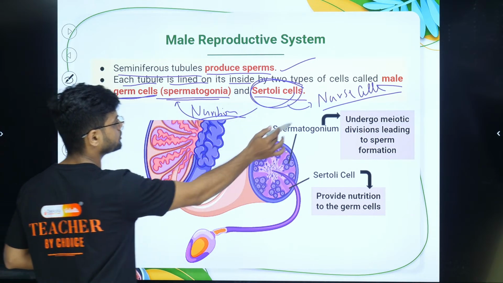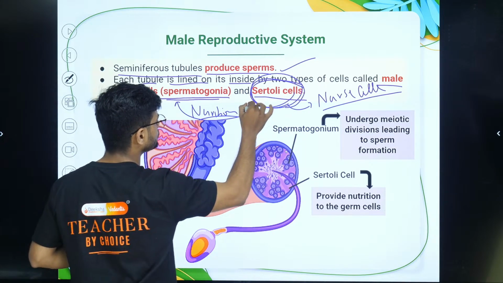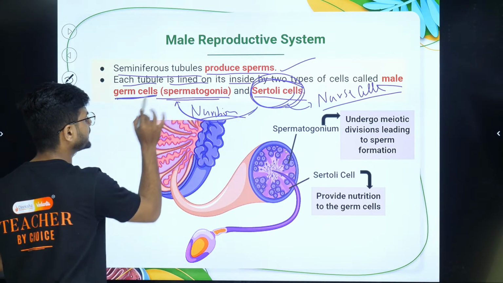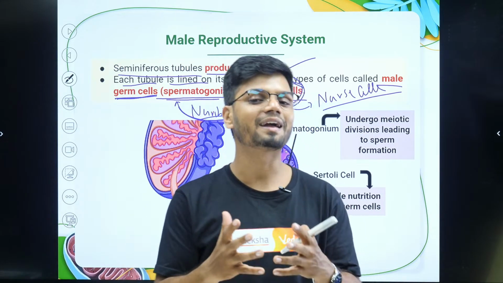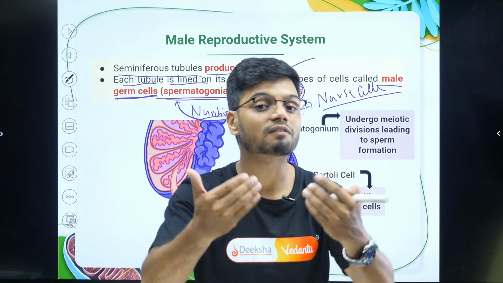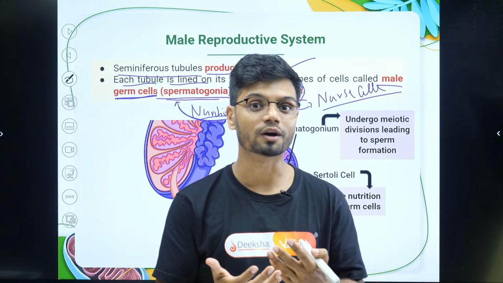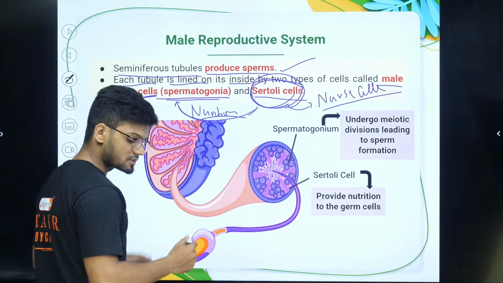Function of Sertoli cell, also called the nurse cell. The function of Sertoli cell is to provide nutrition to the male germ cell. Now this is the same male germ cell which will develop further to become what? Sperm.